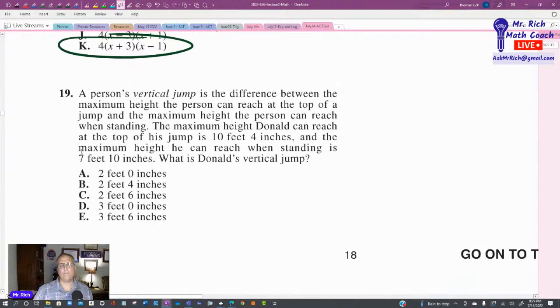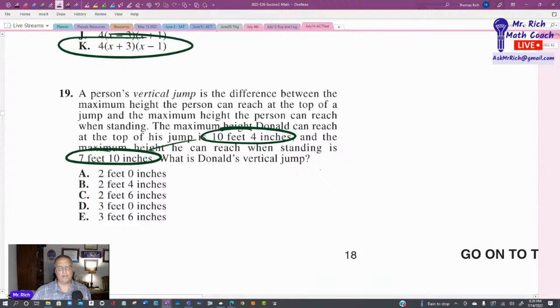19, a person's vertical jump is the difference between the maximum height the person can reach at the top of a jump and the maximum height the person can reach when standing. Okay, the maximum height Donald can reach at the top of his jump is that, and the maximum height he can reach when standing is that. What's his vertical? Okay, I have to subtract those two.